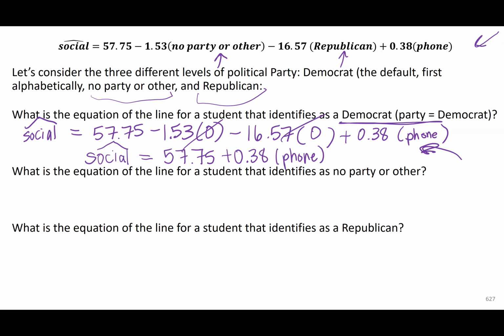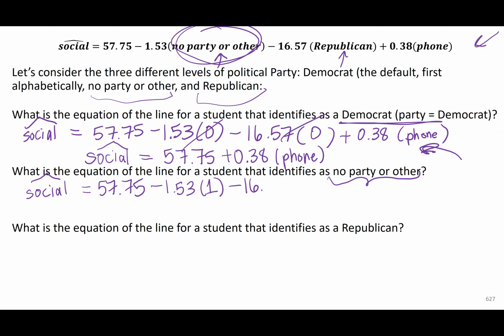I can go ahead and go through all the others here. So social hat is equal to 57.75. Suppose the student I'm looking at now is no party or other. That means here I want to plug in a 1 because now that is true. So minus 1.53 times 1.